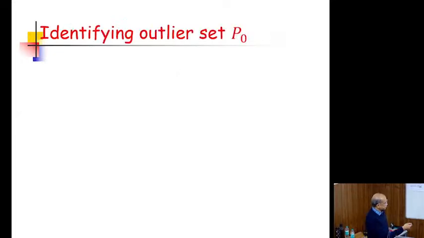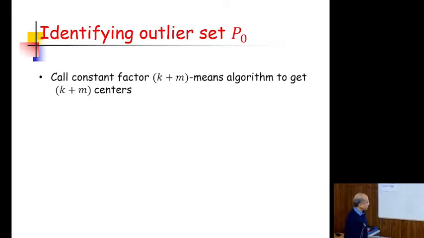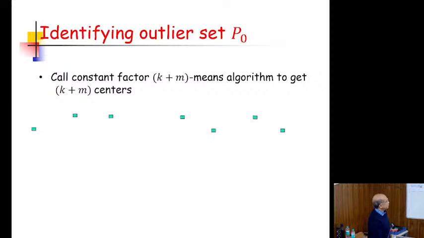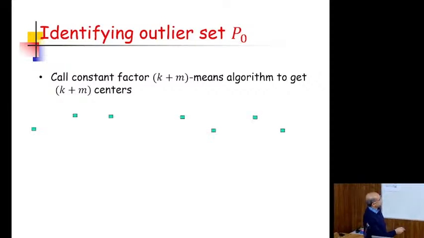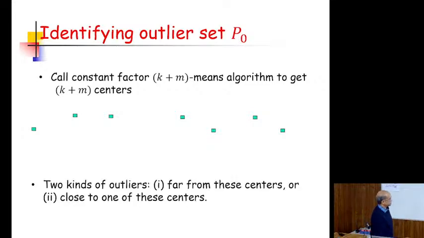And how do I figure out this set of points P0? What I will do is solve a (k plus m)-means problem. k was the parameter for k-means and m is the number of outliers. So I will just solve the (k plus m)-means problem, the vanilla one, without any constraints. I get a set of centers, and the outliers can be of two types. Either they are completely far from all of these, or they are close to some of these. It turns out that you can guess both of these by suitable sampling based ideas. I will not get into those.